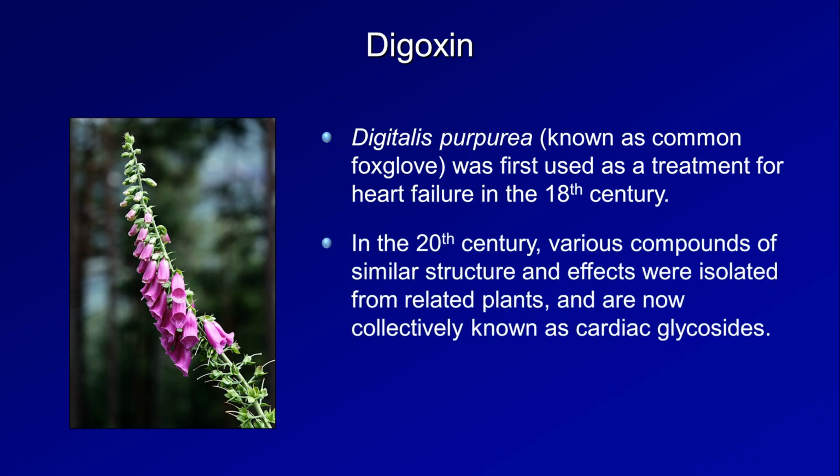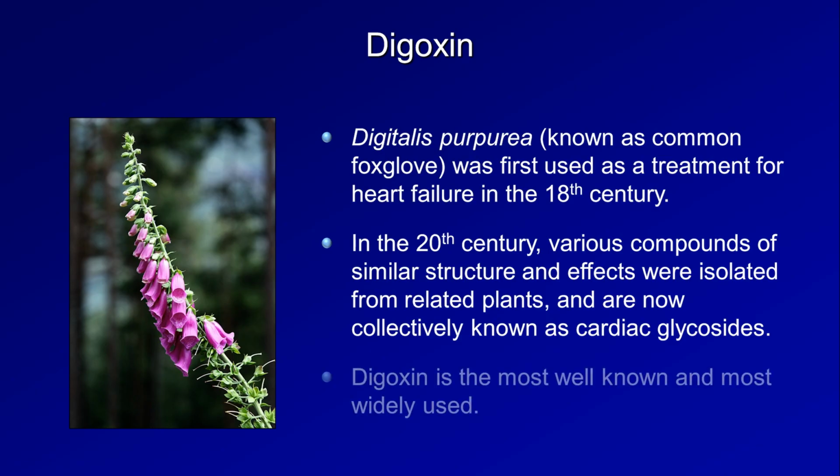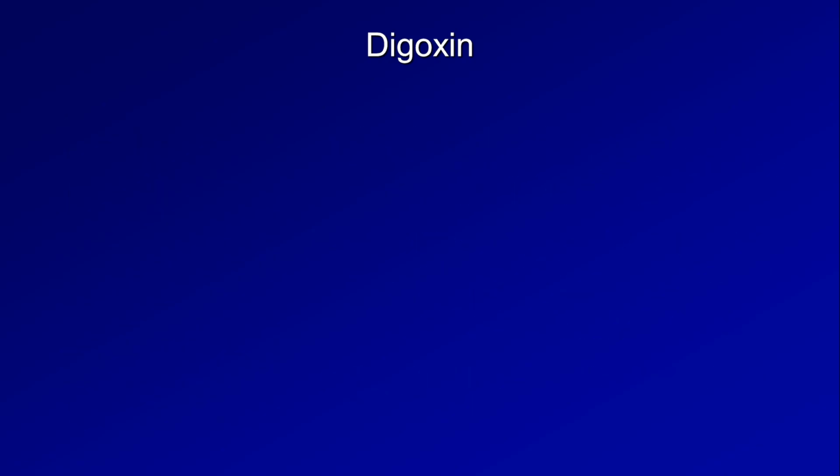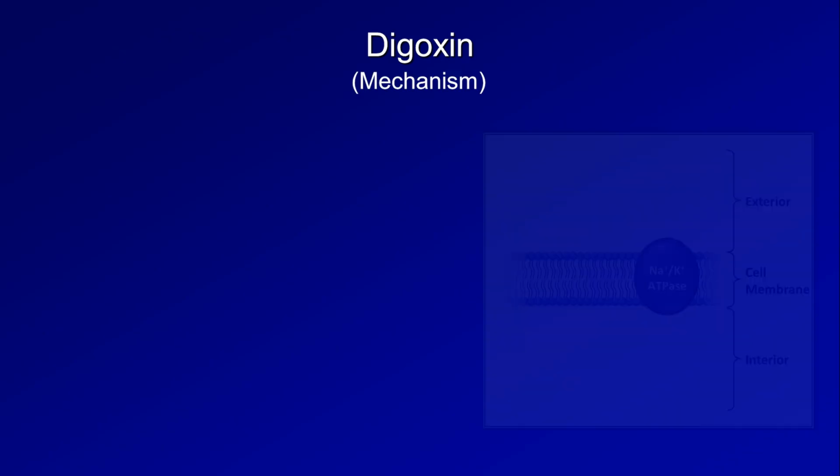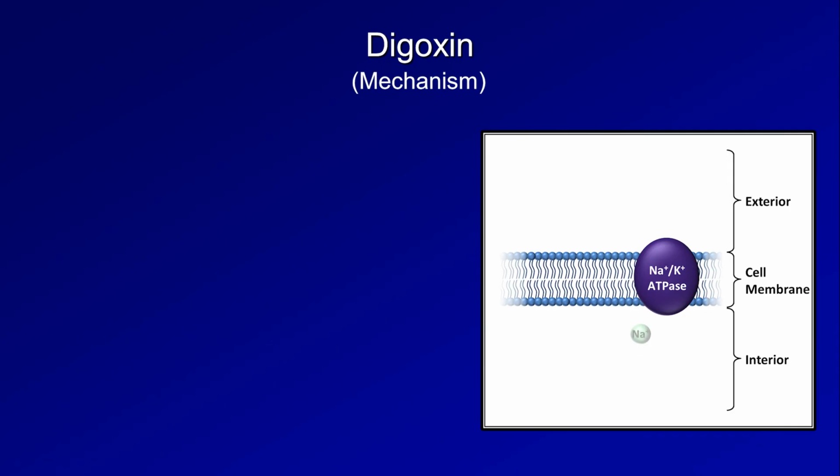In the 20th century, various compounds of similar structure and effects were isolated from related plants and are now collectively known as cardiac glycosides. Of the cardiac glycosides, Digoxin is by a large margin the most well-known and most widely used. To understand the mechanism of Digoxin, I'll need to review an aspect of normal cardiac physiology we haven't yet discussed. In all cells, there is a sodium-potassium ATPase, also called the sodium-potassium pump.